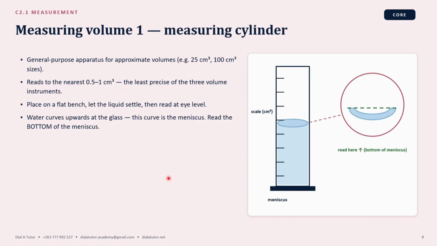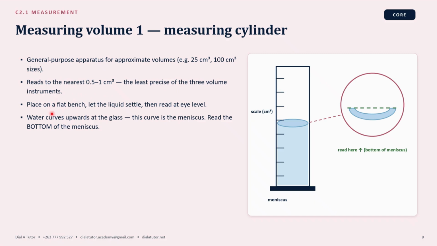Now, measuring volume 1. The measuring cylinder is quick but approximate. Indeed, the bottom of the meniscus sits on the scale mark, that is the reading taken at eye level on a level bench. It is general purpose apparatus for approximate volumes, e.g. when you approximately want to measure 25 cubic centimeters, 100 cubic centimeter sizes, and it reads to the nearest 0.5 or to the nearest 1 cubic centimeter. The least precise of the 3 volume instruments obviously is the measuring cylinder.